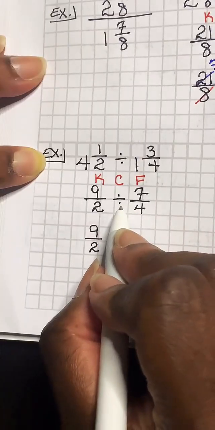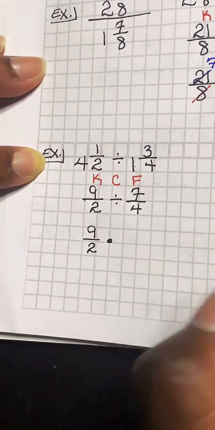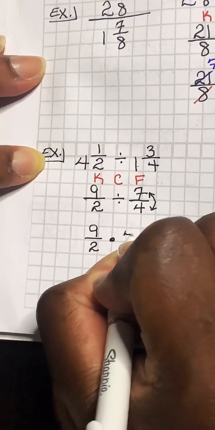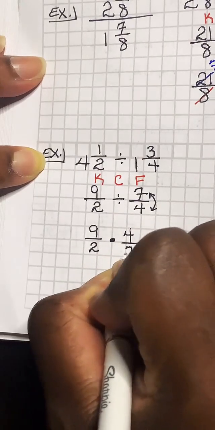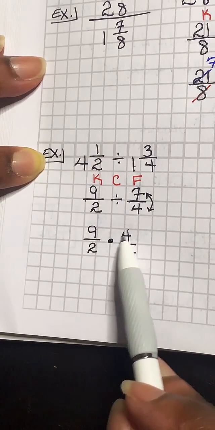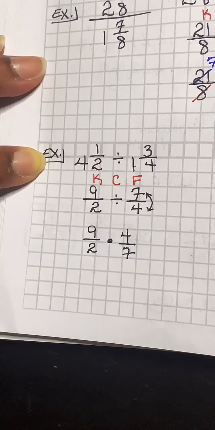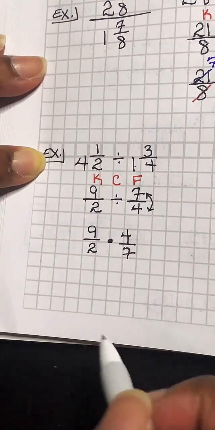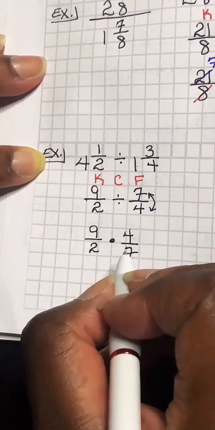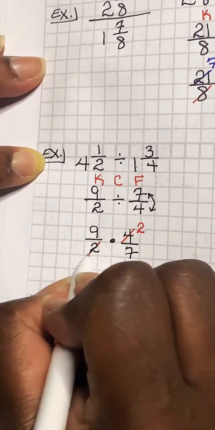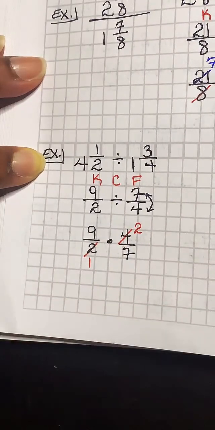I'm going to change that division to multiplication, and then I'm going to flip this fraction, basically doing the reciprocal. So you got your 4/7. Now we're taking a look on the diagonals to see if we can simplify, which we can with the 4 and the 2. What they both have in common as a GCF is 2. So 4 divided by 2 is 2. 2 divided by 2 is 1.